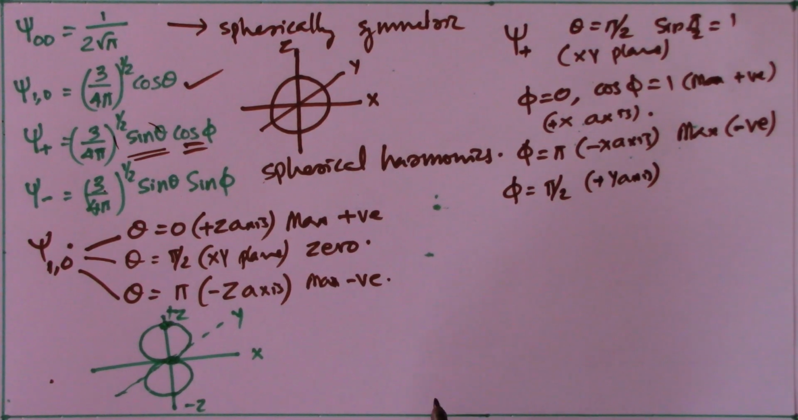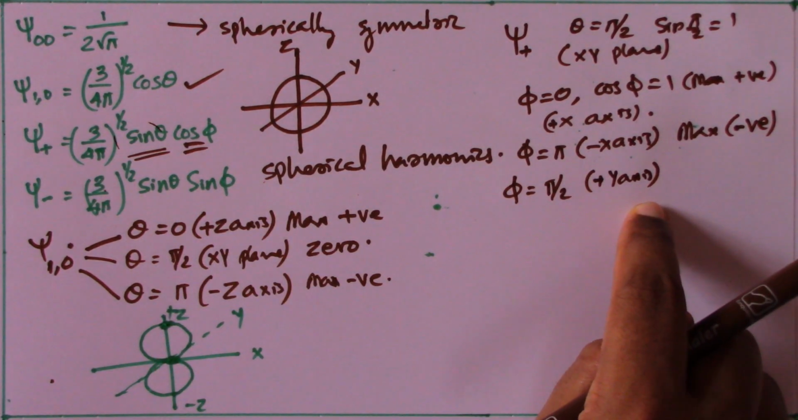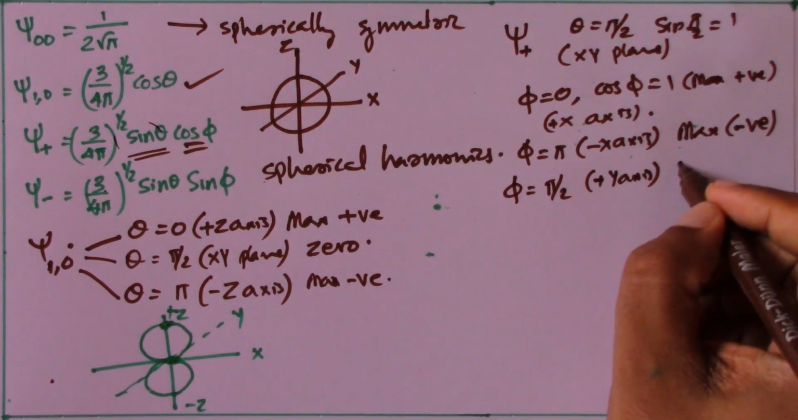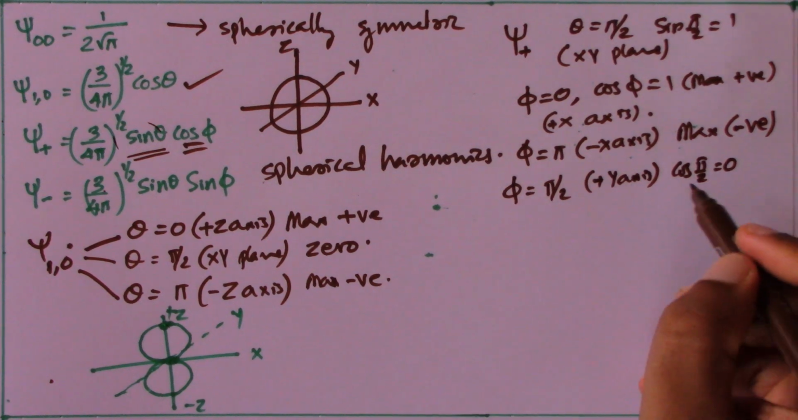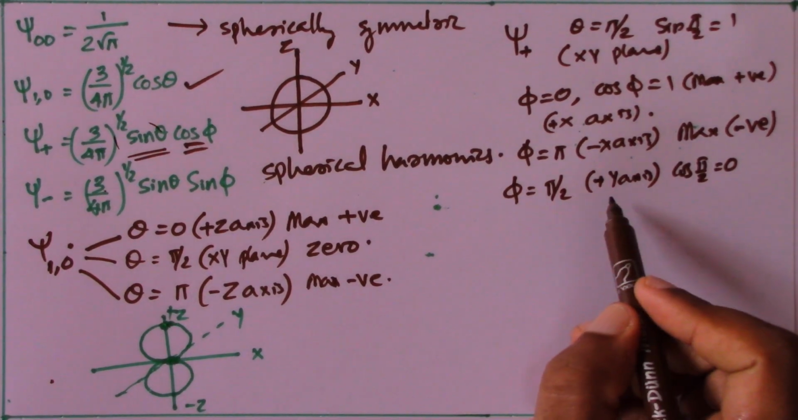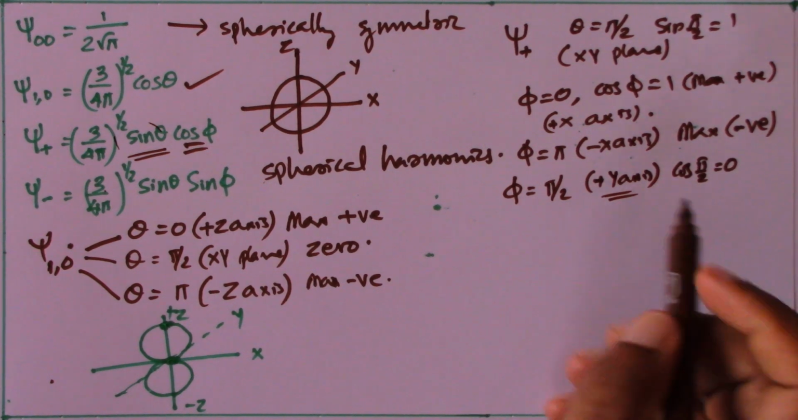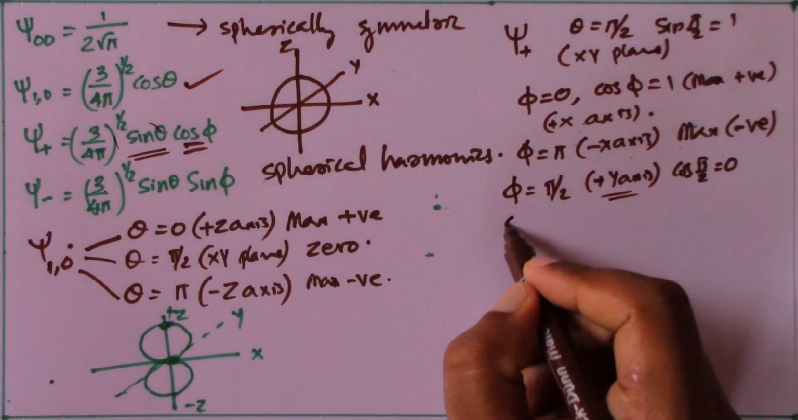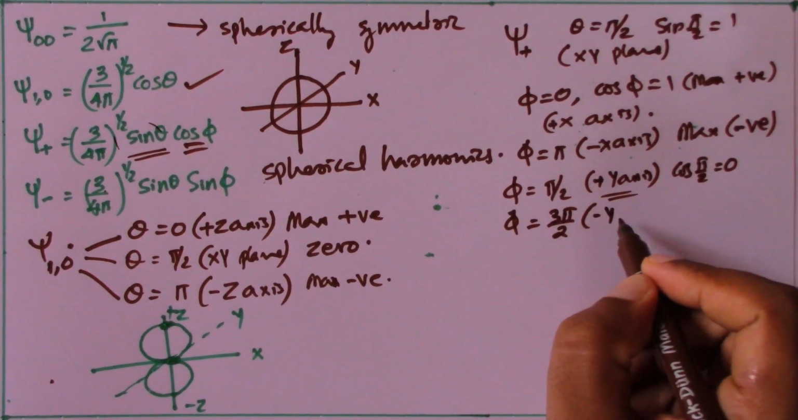And then it becomes cos pi by 2. Cos pi by 2 is equal to 0. It means that in the plus y-axis, the function has no value. It becomes 0. And what happens when phi is equal to 3 pi by 2? 3 pi by 2 is nothing but the minus y-axis.